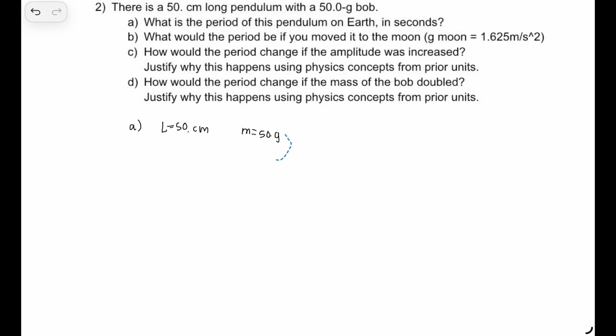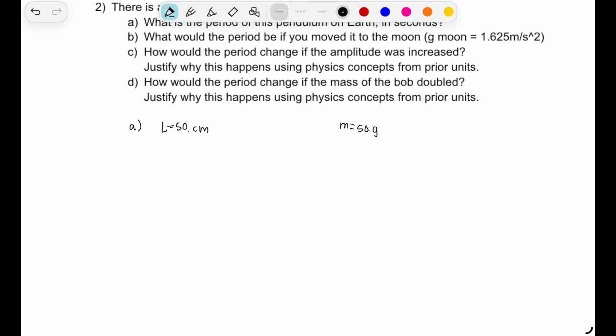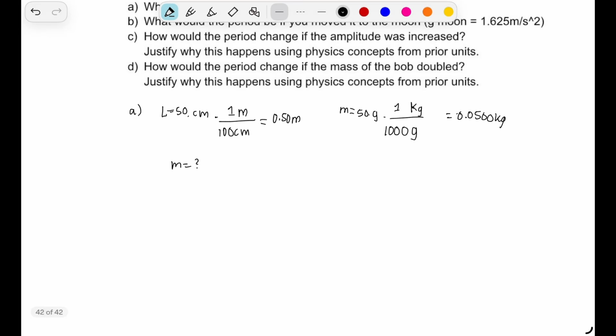So for 50 grams, we can convert this using a conversion factor. So that's going to be 0.0500 kilograms. And the length is going to equal 50 times your factor in centimeters, and then meters, grams, and then kilograms. So in 1 kilogram, there are how many grams? There's 1,000 grams. And then in 1 meter, how many centimeters are there? There's 100. So this is equal to 0.50 meters. After this, we don't know mass, but we'll see later that it doesn't affect period.